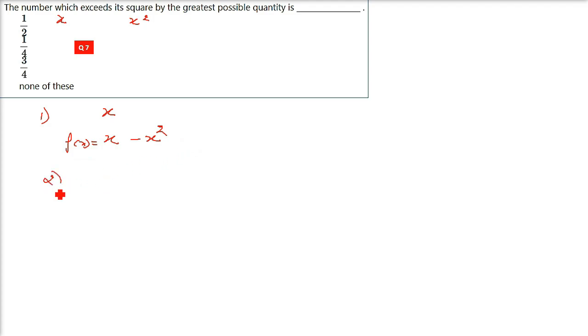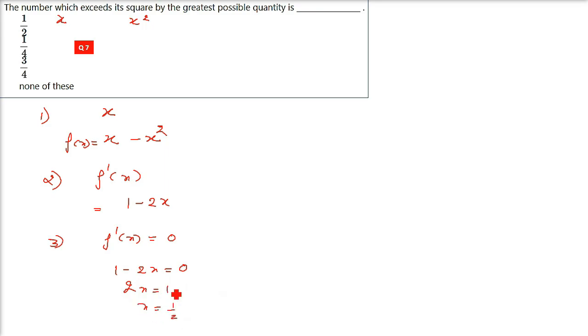So the function is x minus x². f'(x) will be what? The next thing will be differentiation: 1 minus 2x. The third thing will be the differentiation equated to 0, so that we get the critical point. 1 minus 2x equals 0 means x is equal to 1 by 2. Now x equals 1 by 2 is the critical point.